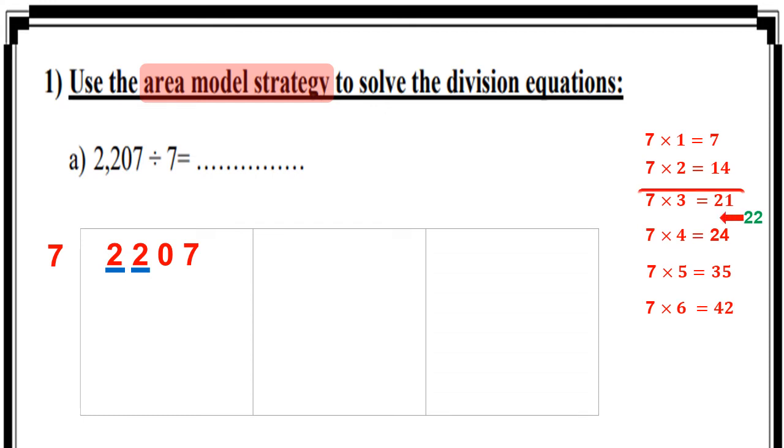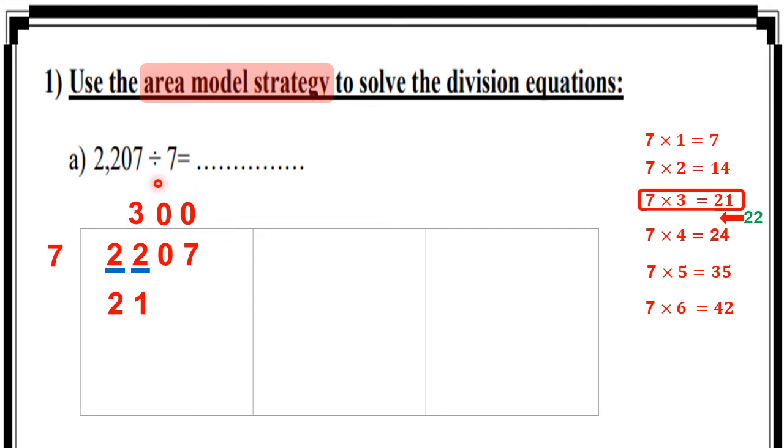And now 7 times 3 is 21. I will write the 3 up and 21 down. And here we have 0 and 7, 2 digits. We didn't use them, so we will put 2 zeros up instead of them. So instead of this 0, we will put another 0 up. Instead of this 7, we will put a 0 here. So here the quotient will be 300.